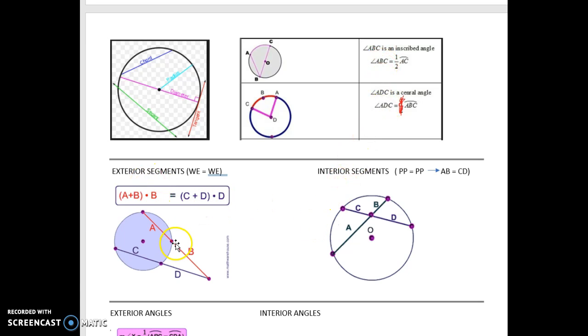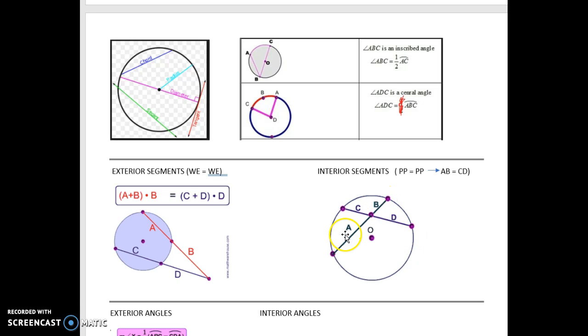We talked about exterior segments. Exterior segments are created in this particular case with two secants, but sometimes you have a secant and a tangent. This is the WEE property. You have the whole times the exterior. So A plus B is the whole. The exterior is just the outside part. This is the WEE. Whole times exterior. Please make sure you're writing down these rules.